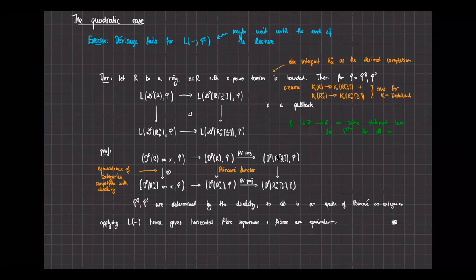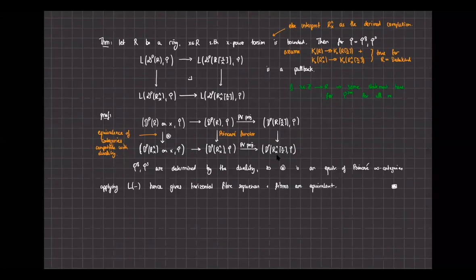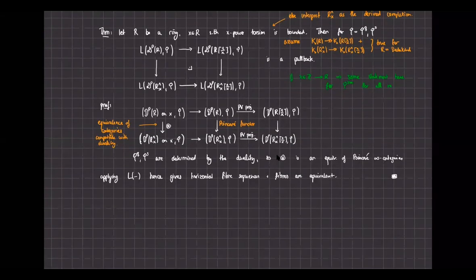Everything's fine. So what happens is we apply L theory, and because these are Poincare-Verdier projections, the vertical sequences after applying L theory are fiber sequences in both cases. And because this is an equivalence of Poincare categories, the fiber terms are now in fact equivalent after L theory.